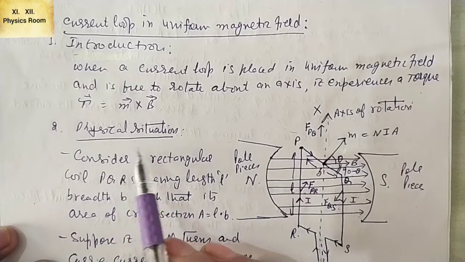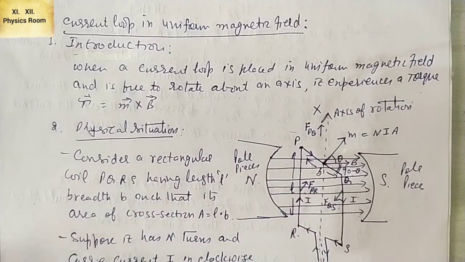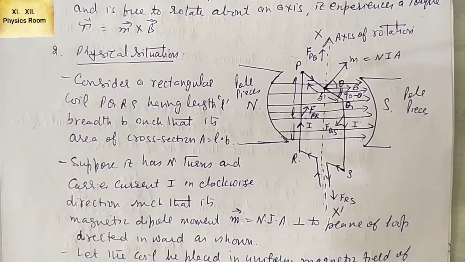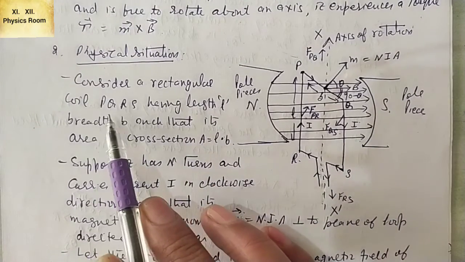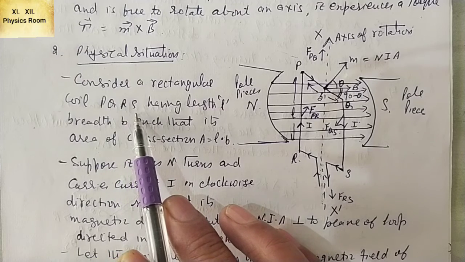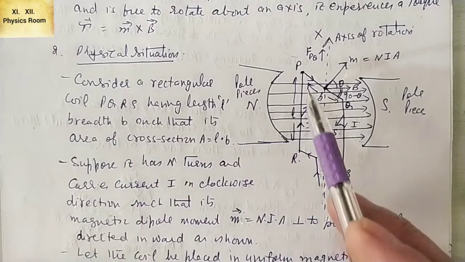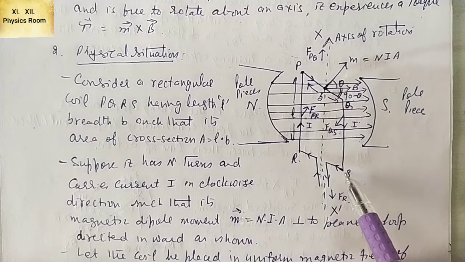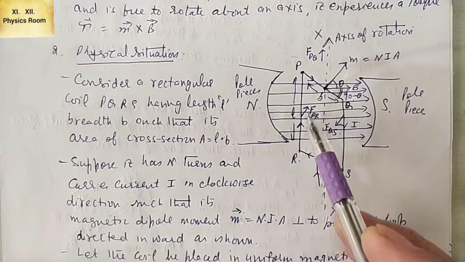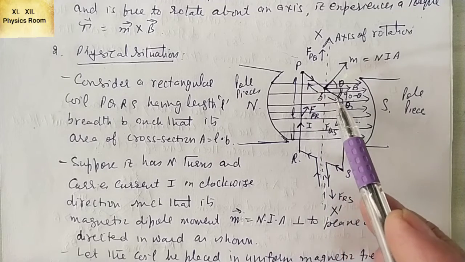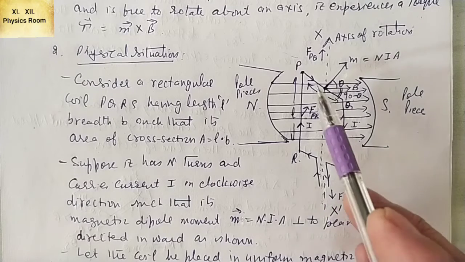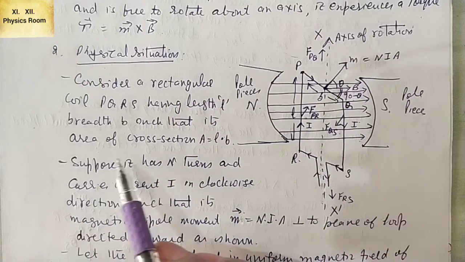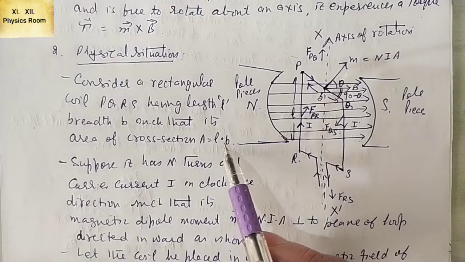Second step, physical situation. We develop physical situation. Consider a rectangular coil PQRS having length L, breadth B, such that its area of cross section A is equal to L into B.